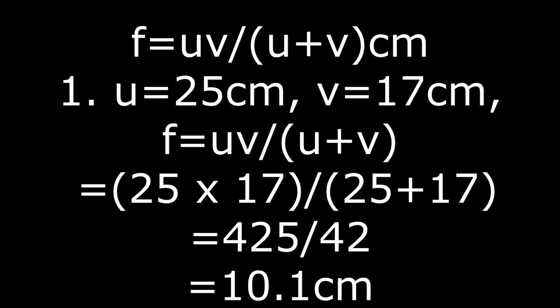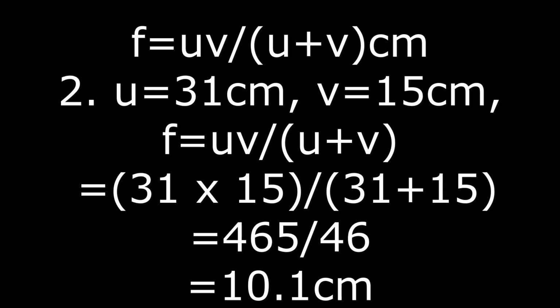Now we have to do the second set of readings calculation. For second set, U is equal to 31 centimeter, V is equal to 15 centimeter. Substitute in the formula UV divided by U plus V. 31 into 15 divided by 31 plus 15 we have to do. So 31 into 15 is 465. 31 plus 15 is 46. So 465 divided by 46, which is equal to 10.1 centimeter.